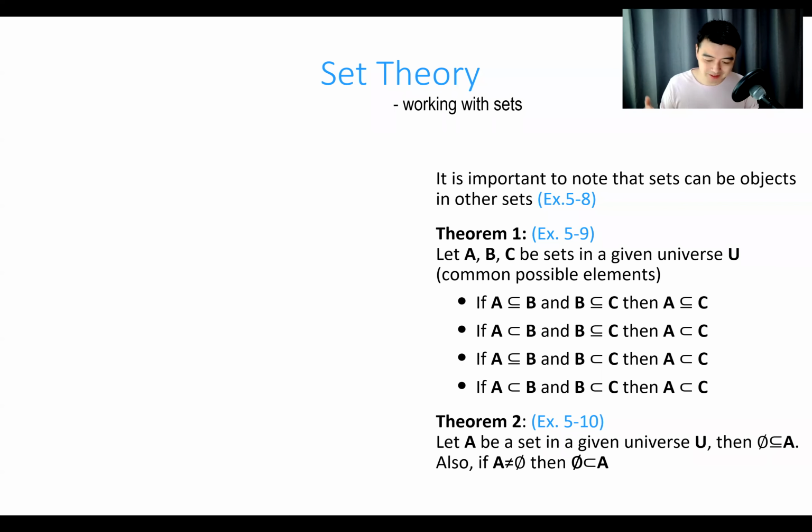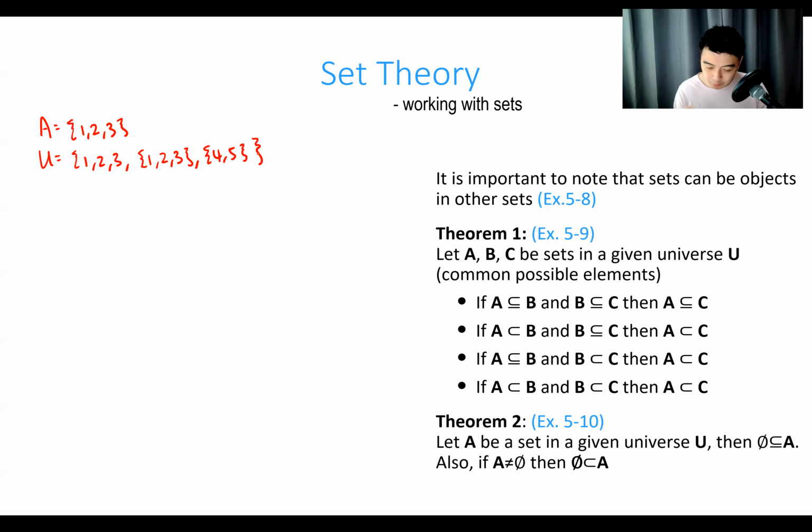It's important to note that sets can be objects in other sets. So we can have a set inside of a set if we wanted to. I'm going to show you an application of that in 1 second. But for now, let me show you what that looks like. I can have a set A, which is the set 1, 2, 3. And then I can have another set, we'll call it U, which is the set 1, 2, 3, but it also has another set {1, 2, 3}, and let's say another set {4, 5}.